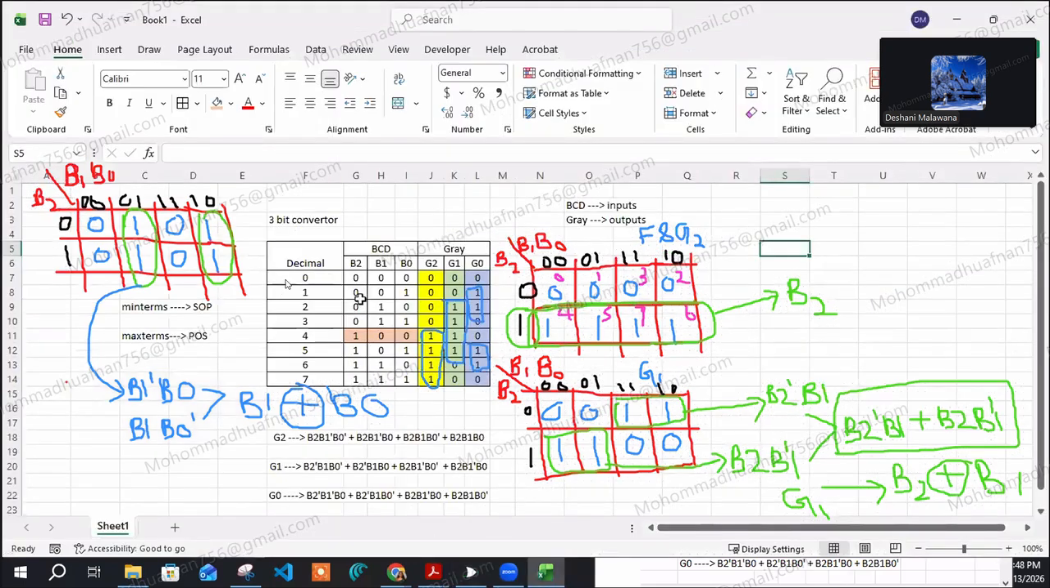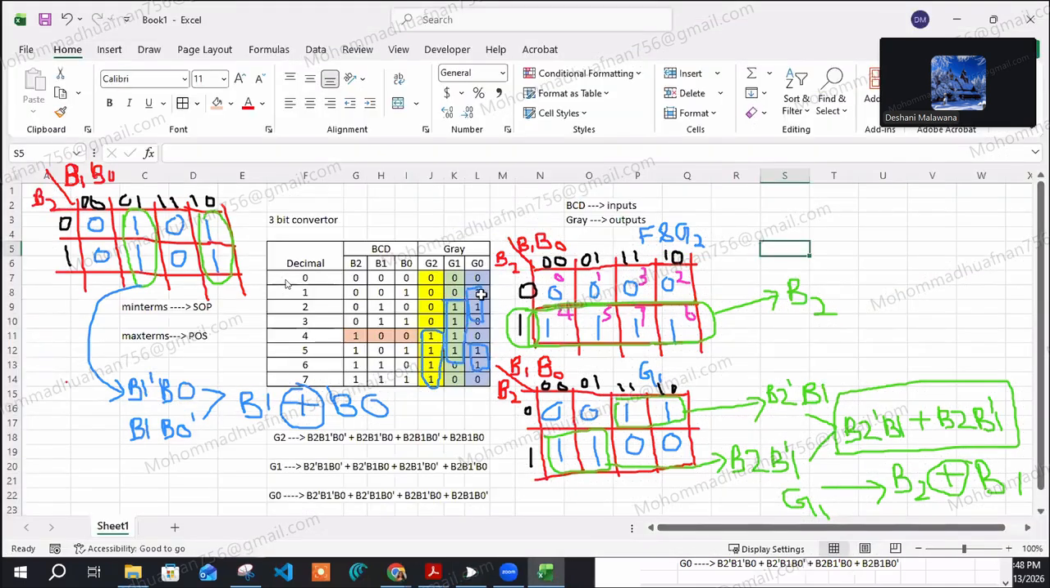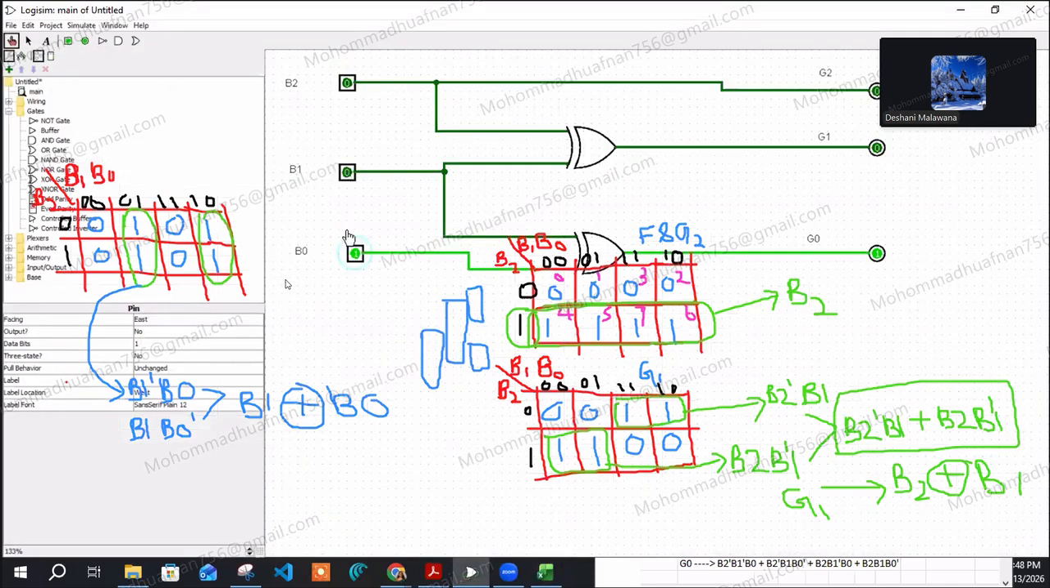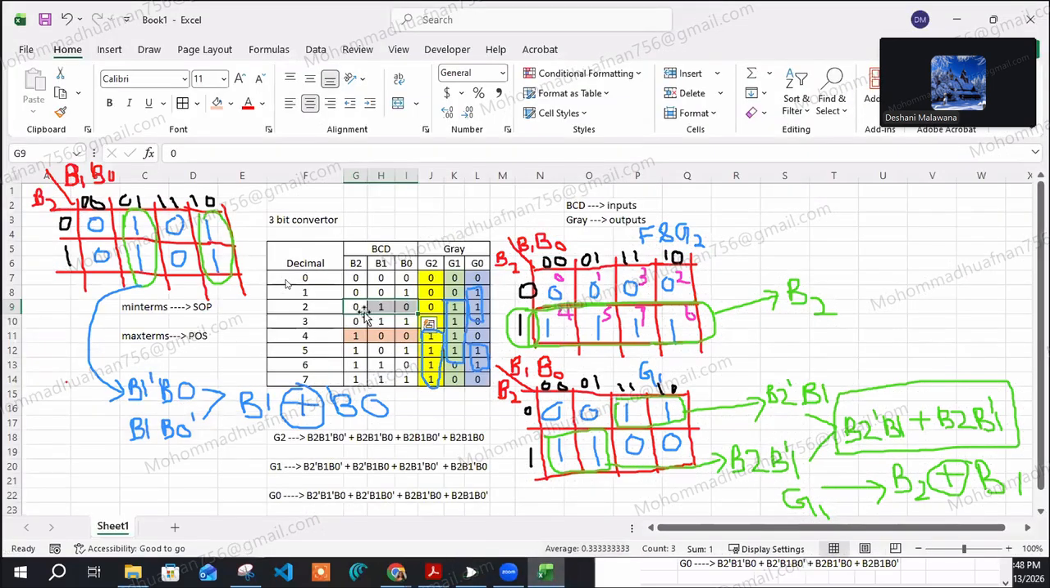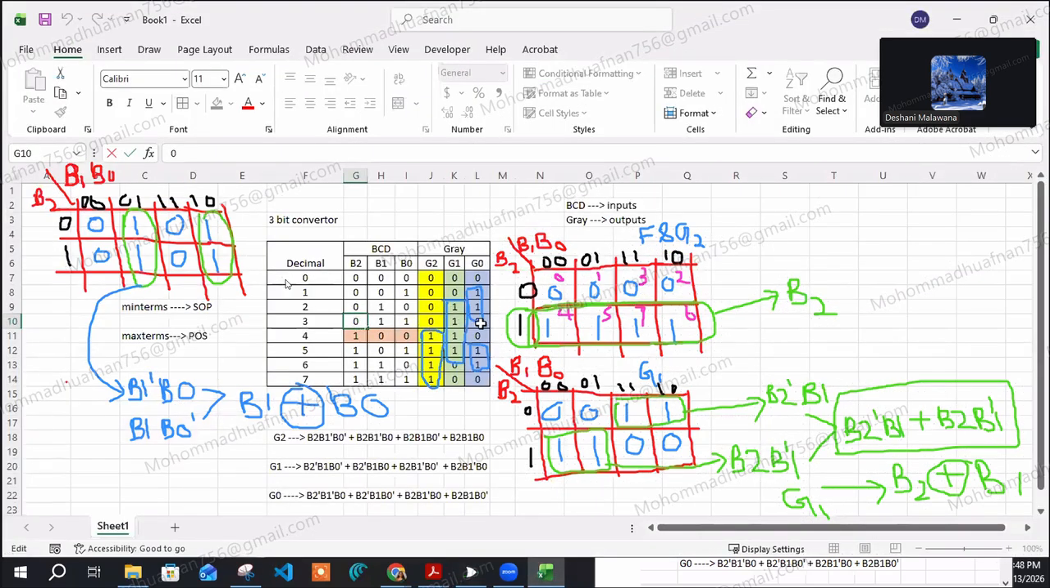Okay, so now the second one is 0, 0, 1. So third one should be 1. B1 should be 1. So answer is what? 0, 0, 1. You can check that out. Okay, now this one 0, 1, 0. So answer should be 0, 1, 1. Correct, right? So then after third one, 0, 1, 1. So answer should be 0, 1, 0. Okay. It's also correct, right? So this one, 1, 0, 0.